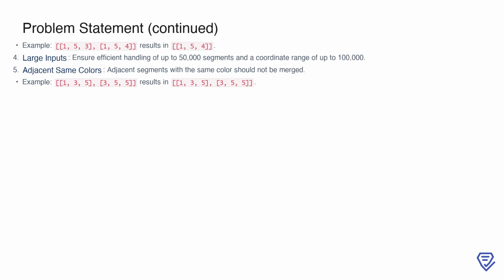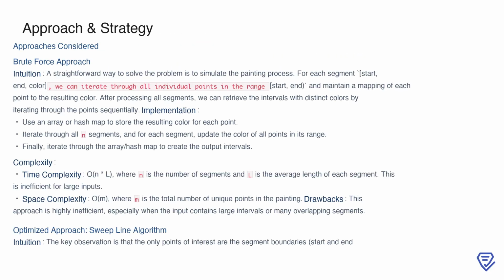Lastly, the solution must handle up to 50,000 segments efficiently and ensure that adjacent segments with the same color remain separate. For example, [1, 3, 5], [3, 5, 5] results in [1, 3, 5], [3, 5, 5], as merging them would violate the problem constraints. When tackling this problem, a natural starting point is the brute force approach.